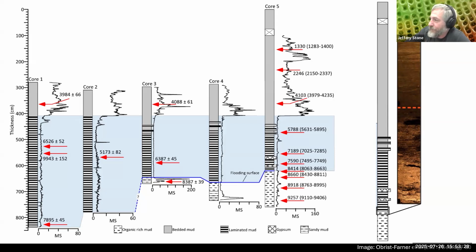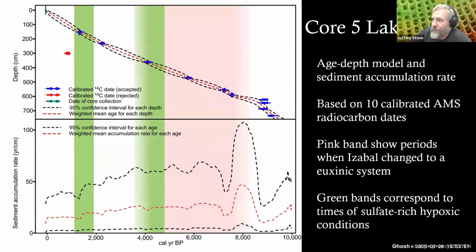Our determination after studying this is that this is actually a flooding surface where the previous lake sediments are inundated with marine waters. And I'll explain how we came to that conclusion in a bit here. But this is the overview of all those cores that were collected. This is just Lake Isabel's core 5, so one core from that sequence. And this is the one that's most carefully dated.